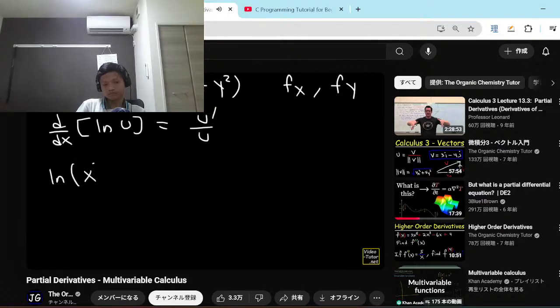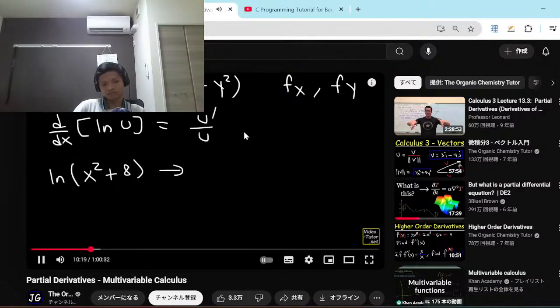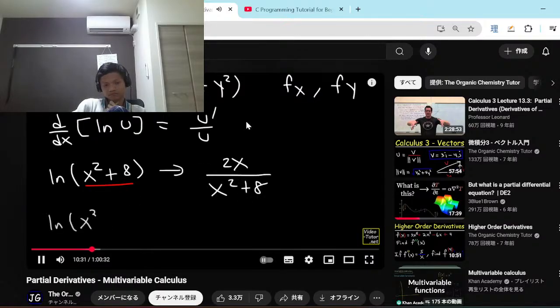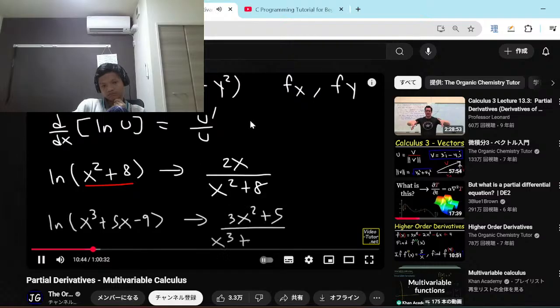So for example, if we want to find the derivative of ln of x squared plus 8, it's going to be the derivative of x squared plus 8, which is 2x, divided by whatever stuff is on the inside of the natural log function, which is x squared plus 8. So let's say if we want to find the derivative of ln of x cubed plus 5x minus 9, it's going to be the derivative of the inside function, which is 3x squared plus 5, divided by the original inside function.